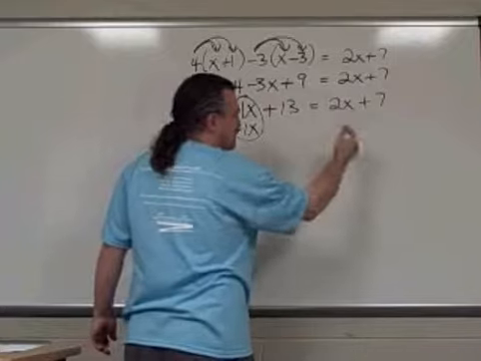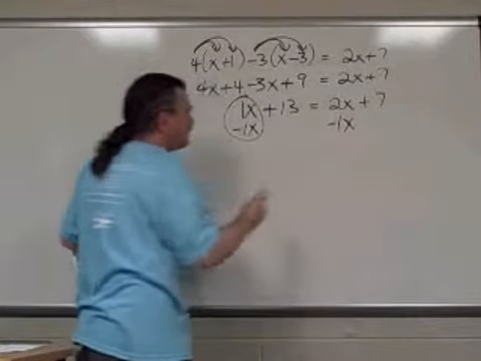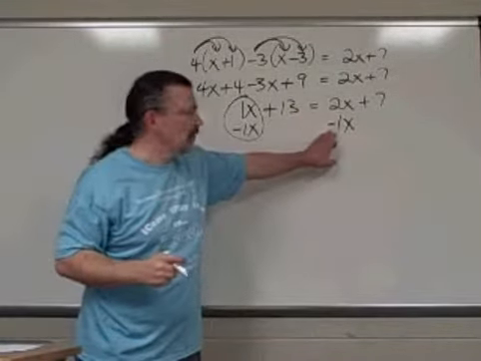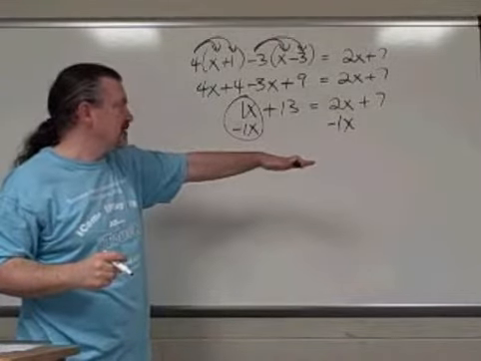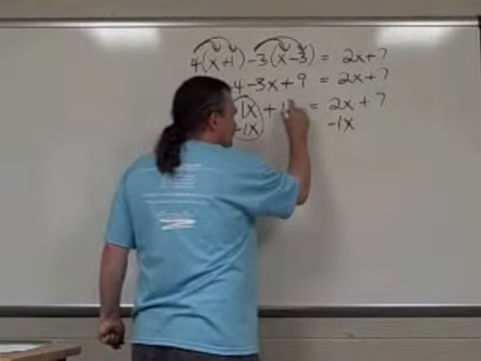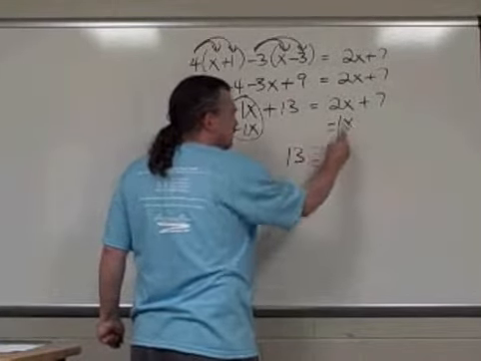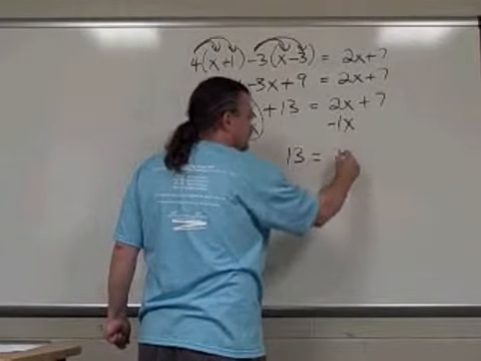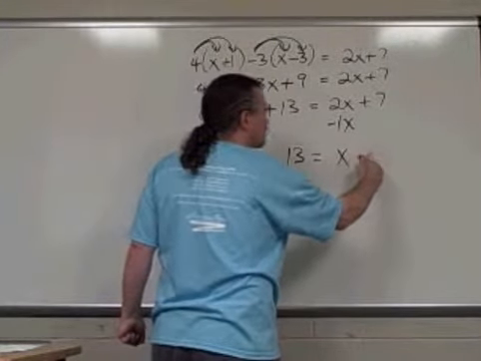Equations, again, are balances. What we take away from one side, we must take away from the other side to keep the equation balanced. So this left side is 13. 2x minus 1x is 1x, or x, whatever way you want to write that.